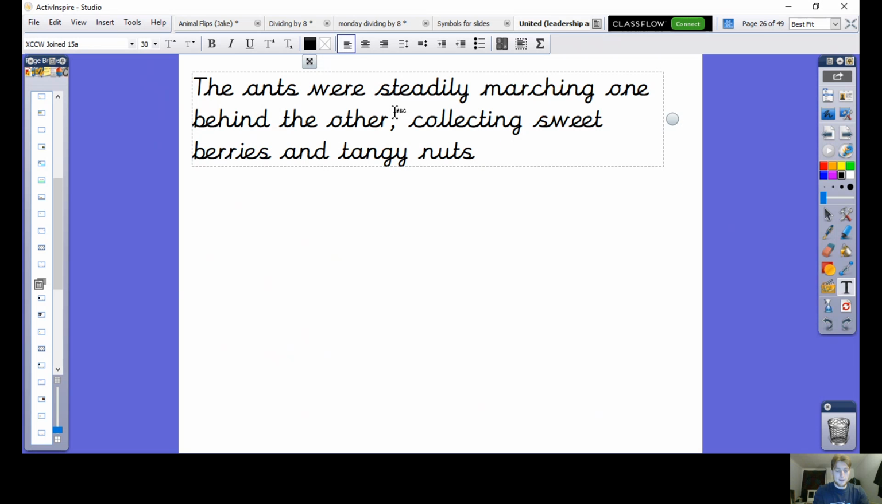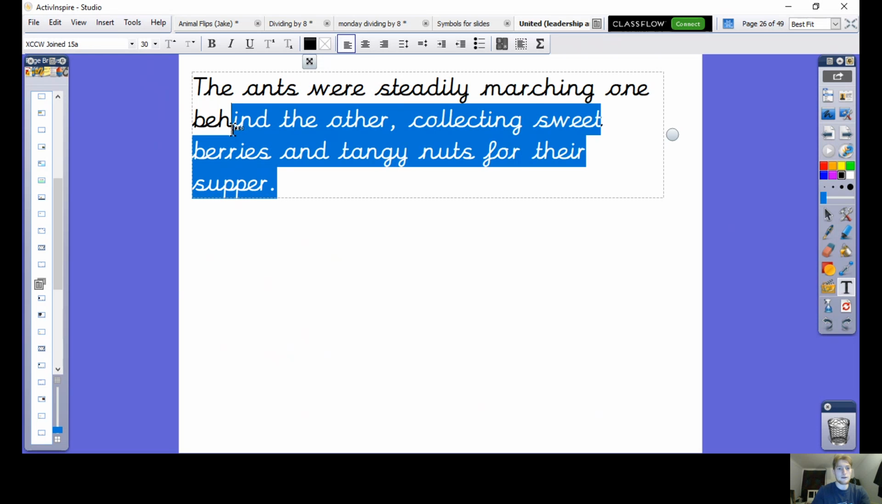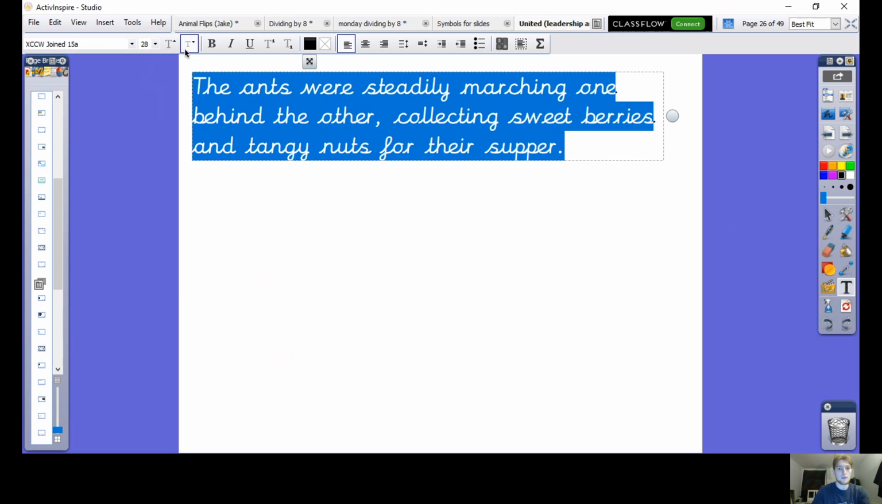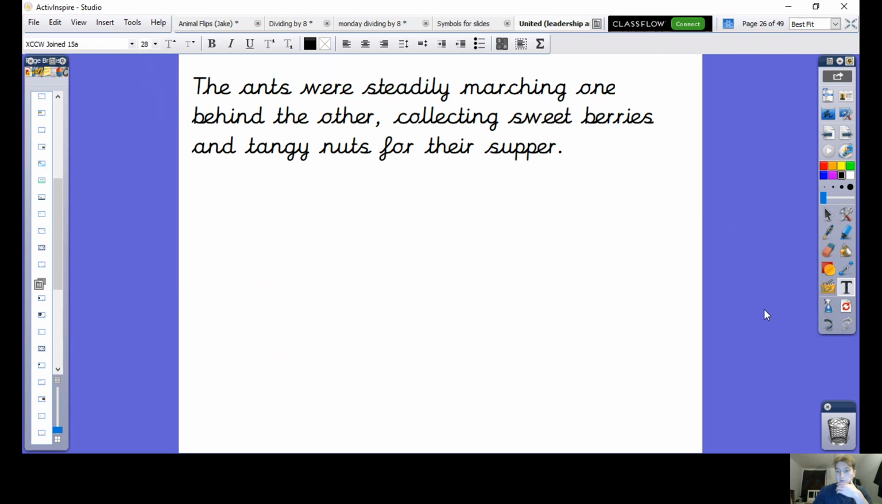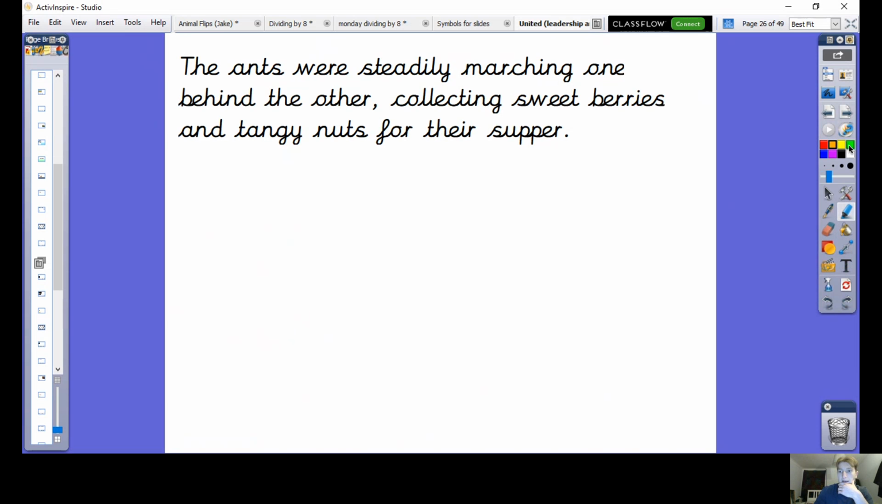I'm also going to mention why they are eating this food as well. Collecting sweet berries and tangy nuts for their supper. Okay. Describing why they are collecting food to start with. Great, so that's my first sentence that I'm going to write. I'm going to quickly highlight in green the noun phrases that I've used, which was sweet berries and tangy nuts.